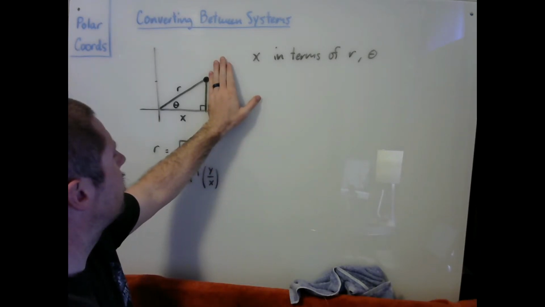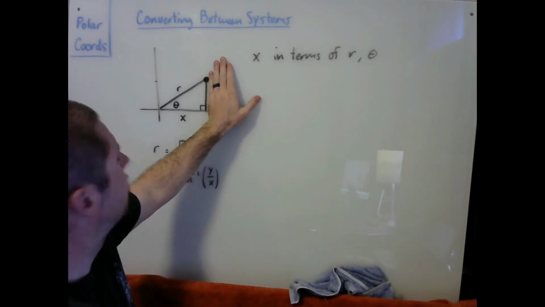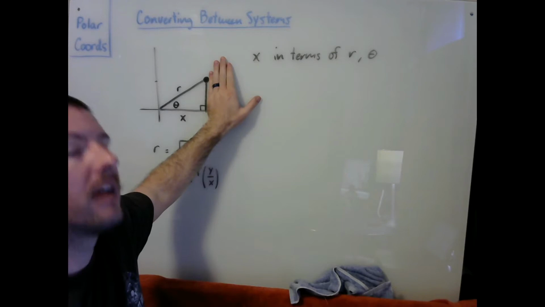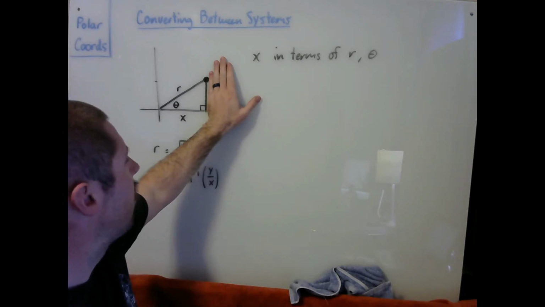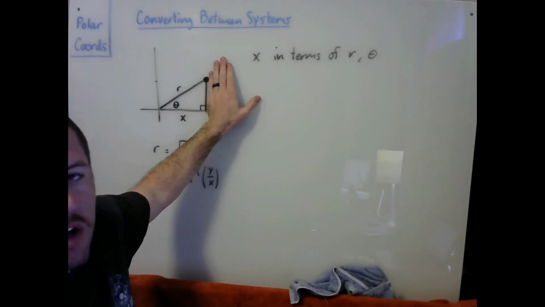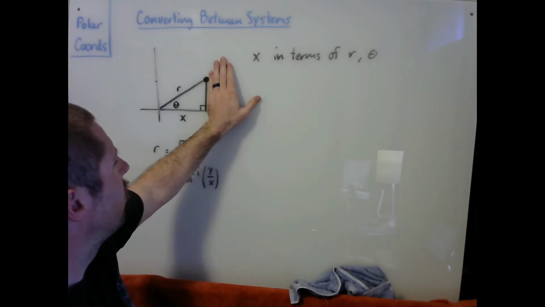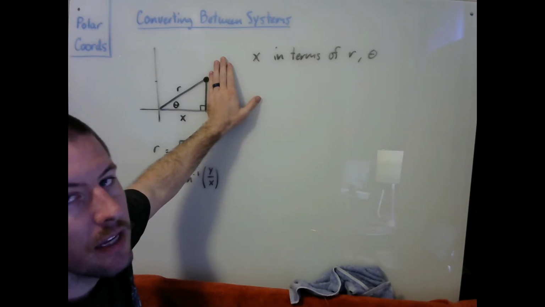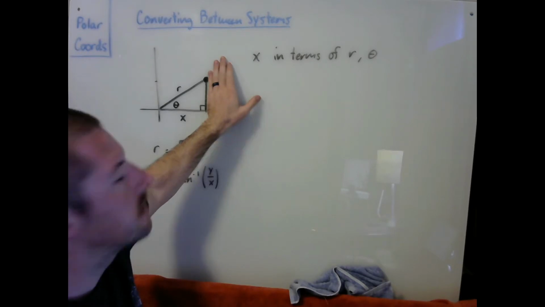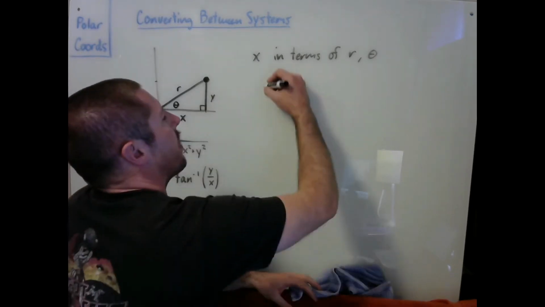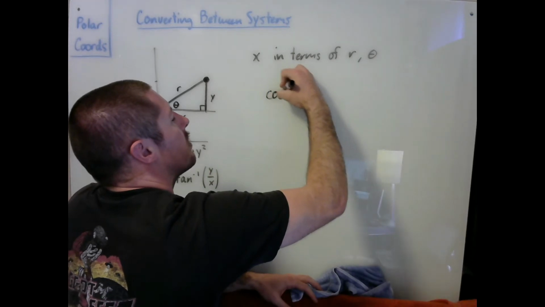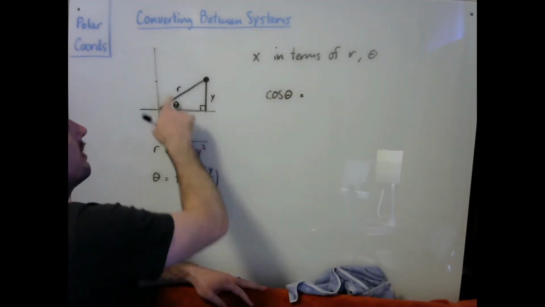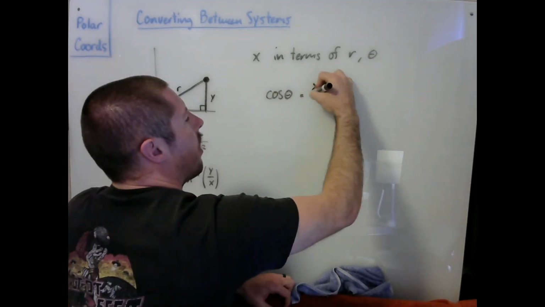If I wanted to describe how x is related to r and theta, well, I've got an angle that I need to work with here, and that angle says to me I should probably use a trig function. So what side lengths do x and r represent relative to theta? Well, relative to theta, r is the hypotenuse and x is adjacent. Adjacent and hypotenuse, that says to me some cosine stuff. So I think I can make a statement that looks like cosine of theta equals, and cosine of theta here is adjacent over hypotenuse, that's x over r.